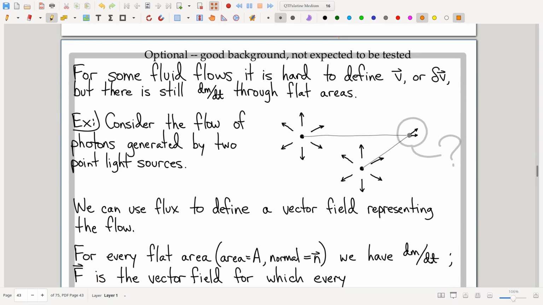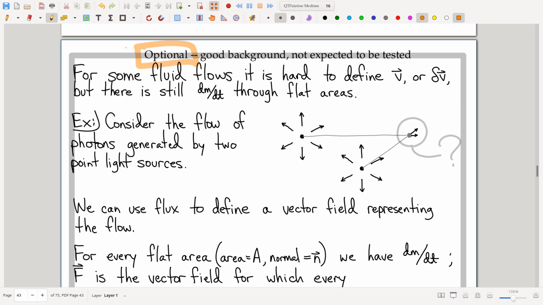I hate to say it, but this is one of my favorite pages in the notes, and it just doesn't quite meet the bar. So this is optional. You don't have to look at this. You're not responsible for it. But it is a pretty cool conversation.